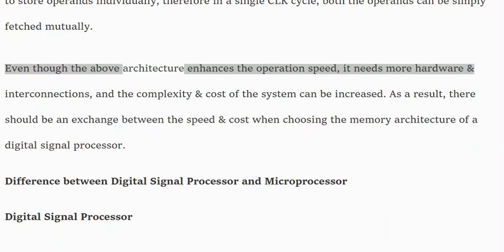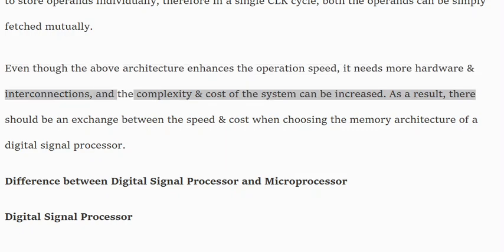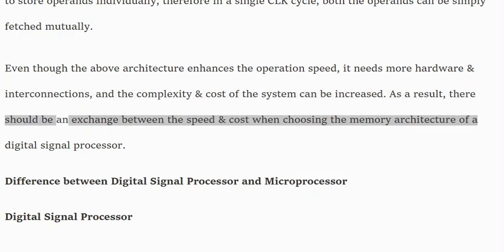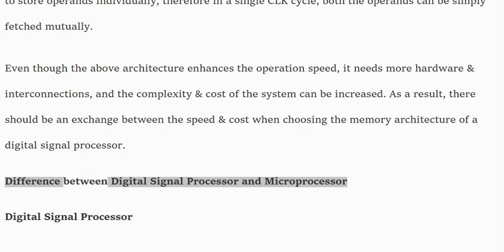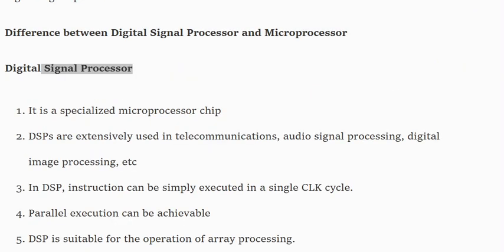Even though the above architecture enhances the operation speed, it needs more hardware and interconnections, and the complexity and cost of the system can be increased. As a result, there should be an exchange between the speed and cost when choosing the memory architecture of a digital signal processor. Difference between digital signal processor and microprocessor. Digital signal processor. It is a specialized microprocessor chip.